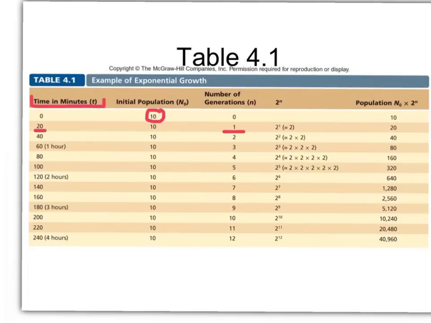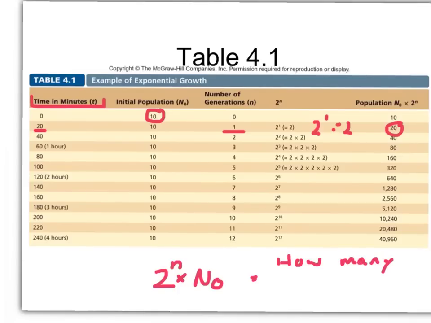Because we are interested in the number of divisions here, we are at 2 to the 1, which equals 2. 2 times 10 is 20. So our equation is 2 to the n times n0, which is our initial concentration. The questions become: how many generations, and what is your starting number of cells?